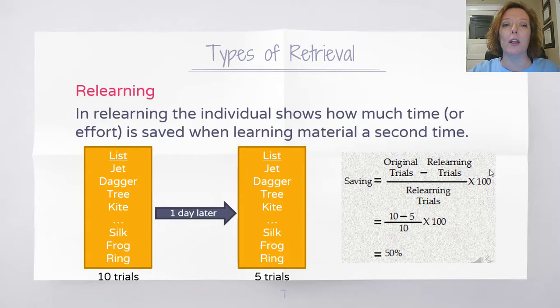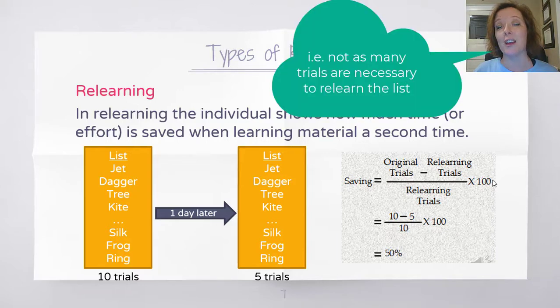In relearning, the individual shows how much time or effort is saved when learning material a second time. This is actually a really great study technique. So let's say on the first day, it takes you 10 trials to remember the entire list that you see. Well, the next day, theoretically, it's only going to take you 5 trials. Why? Because you have already done some of the heavy lifting by learning it the first time. So when you go to learn it the second time, it's not going to take you nearly as much time.